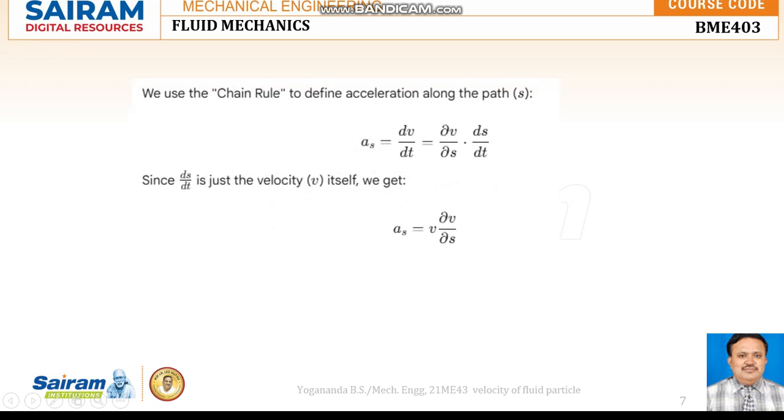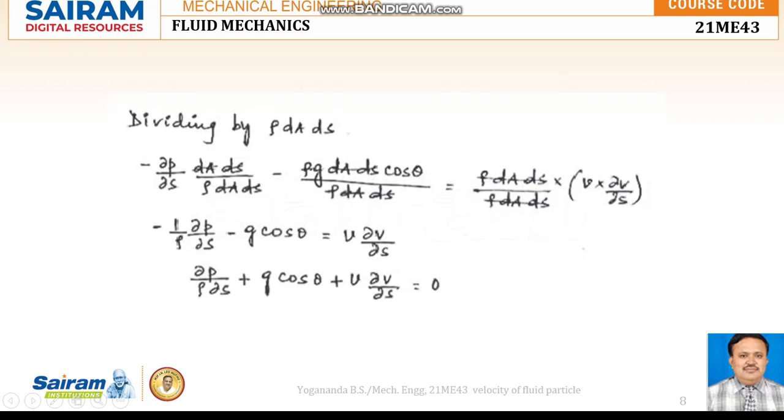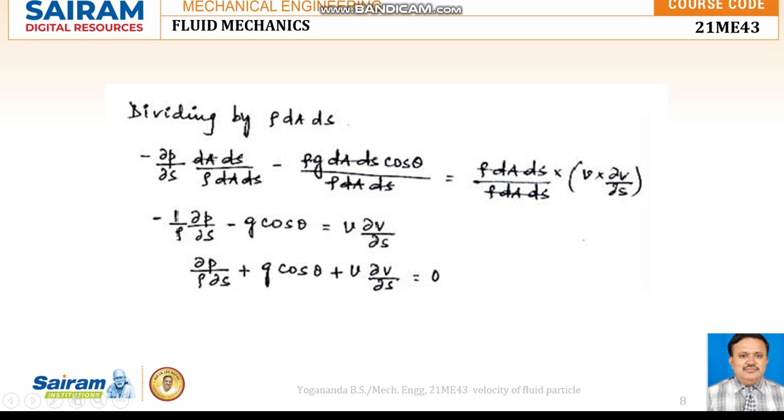We know that acceleration is the change in velocity with respect to time, dv by dt. Using the chain rule of differentiation we write it as dou v by dou s of ds by dt. Since ds by dt, the speed with respect to time, is nothing but my velocity, substituting ds by dt as velocity into dv by ds and dividing both sides by rho dA ds, we have the equation written at the bottom.